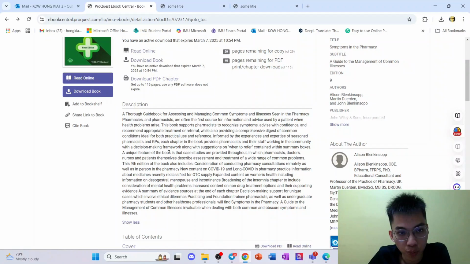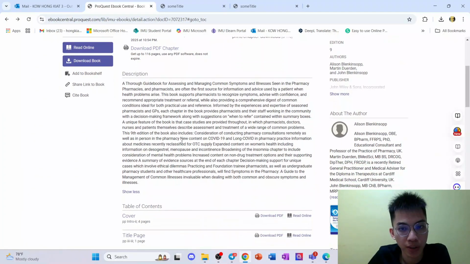Coming to the brief description of this ebook, this is a thorough guidebook for assessing and managing common symptoms and illnesses seen in the pharmacy. Pharmacies and pharmacists are often the first source of information and advice used by a patient when health problems arise. This book supports pharmacists to recognize symptoms, advise with confidence, and recommend appropriate treatment or referral, while also providing a comprehensive digest of common conditions ideal for both practical use and reference.